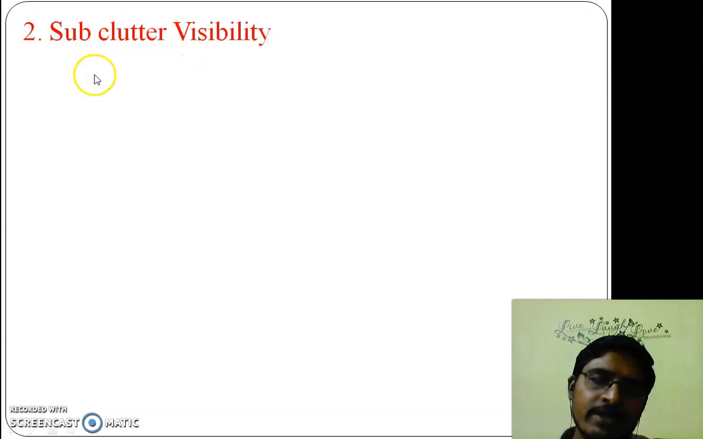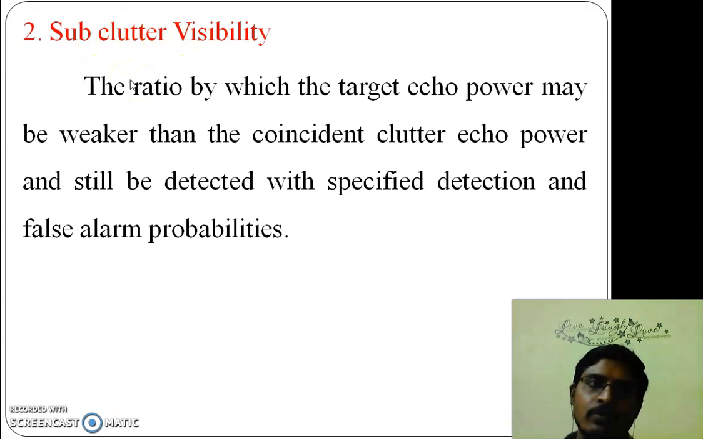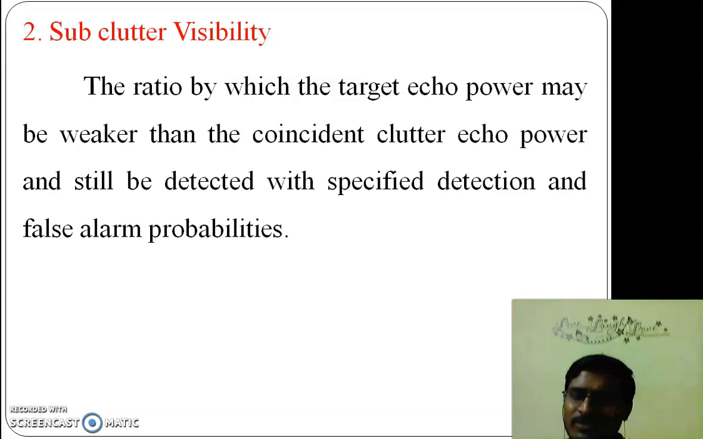Subclutter visibility, this is the second parameter. This is also a definition. We need to learn definitions as definitions. We need to remember them as they are. Don't modify these definitions. The ratio by which the target echo power may be weaker than the coincident clutter echo power and still be detected with specified detection and false alarm probabilities.